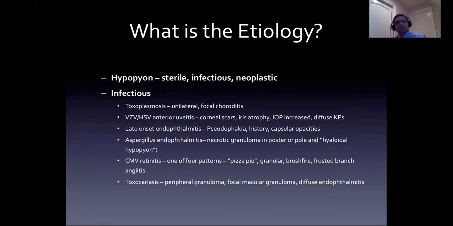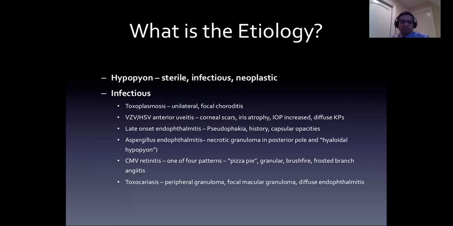Is the hypopyon sterile, infectious, neoplastic? When you see a hypopyon, you can't assume automatically that it's endophthalmitis. There may be other things going on that will give you features. For example, if they're 5 days post-cataract surgery and they have a hypopyon, pain and vision loss, it's pretty easy to suggest that they have an infectious endophthalmitis. But if the posterior segment looks clear, the vitreous is clear, and they just have an isolated hypopyon, well, you need to think about the possibility of HLA-B27.